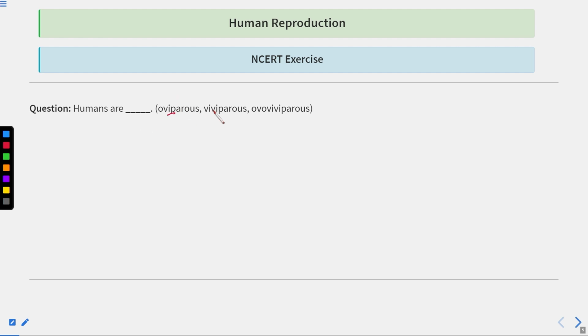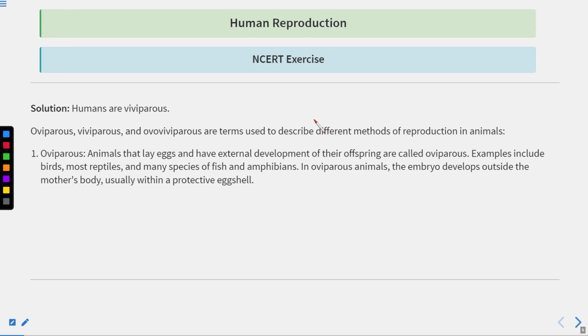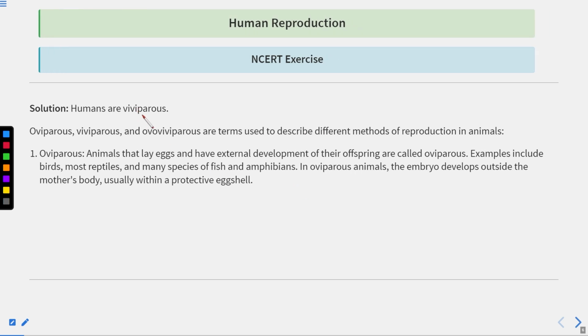Next question. Humans are oviparous, viviparous, or ovoviviparous. Clear? So again, you have to fill in the blanks. Three options have been given to you: oviparous, viviparous, and ovoviviparous. Clear? Now let's have a look at the answer. So humans are viviparous. Okay, humans are sexually reproducing and they are viviparous. Clear? So this line is written in the NCERT as it is. Humans are sexually reproducing and they are viviparous.